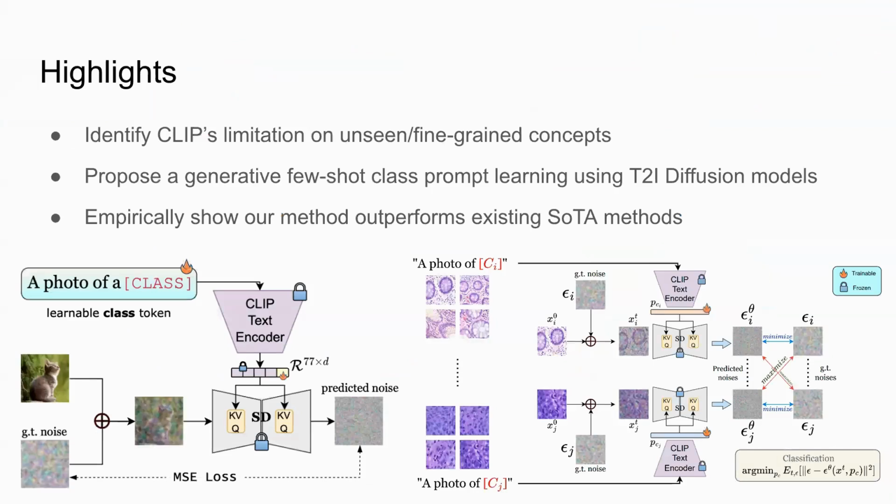To give a quick overview of our work, we identify several limitations of CLIP, especially for unseen or fine-grained concepts, and try to mitigate them by proposing a generative few-shot class prompt learning setup that leverages pre-trained text-to-image diffusion models. We also show that our proposed approach outperforms several existing vision language tuning frameworks across many benchmark datasets.